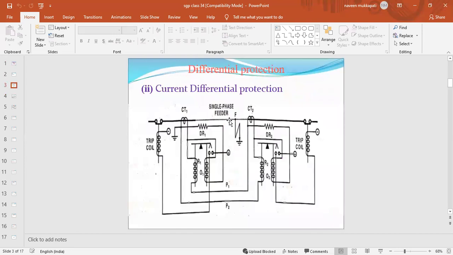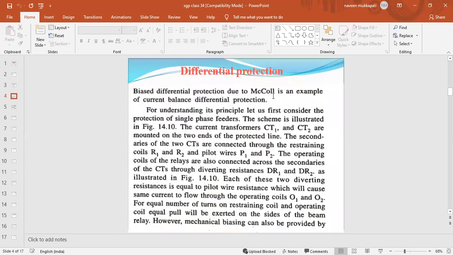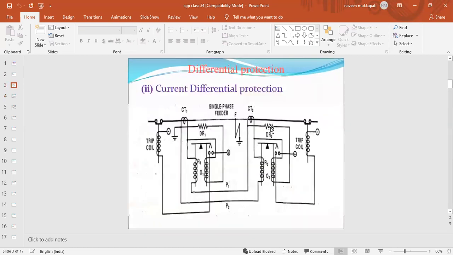In this diagram we are considering the single phase feeder line. That feeder line is protected by the current differential protection principle. The scheme is illustrated as shown in the figure. The current transformers CT1 and CT2 are mounted on the two ends of the protected line. This feeder line is protected by the current differential protection.